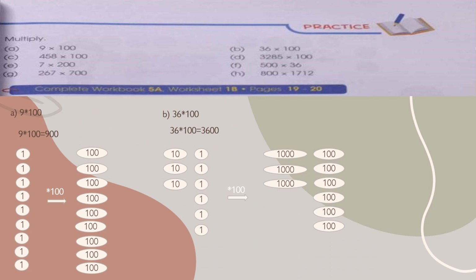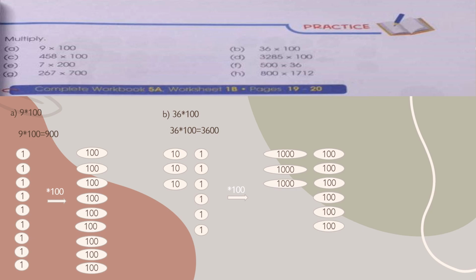Now here come the practice questions, in which part A says we have to multiply 9 with 100. 9 into 100 is very simple as there are only 9 ones and they all are going to be multiplied by 100. So as a result, we have 900 discs, or we can say that our answer is 900.